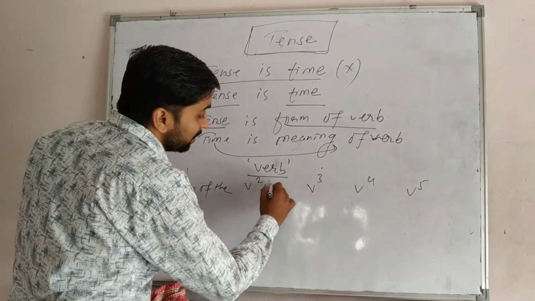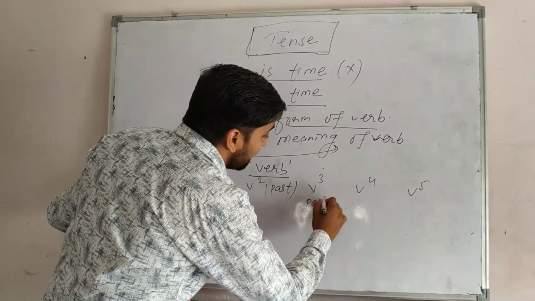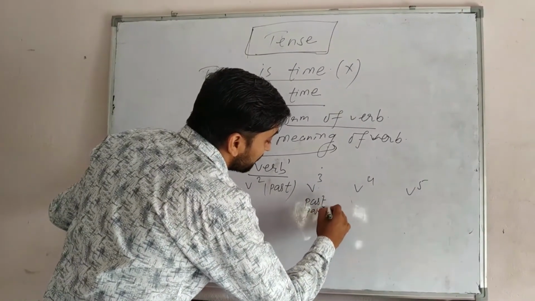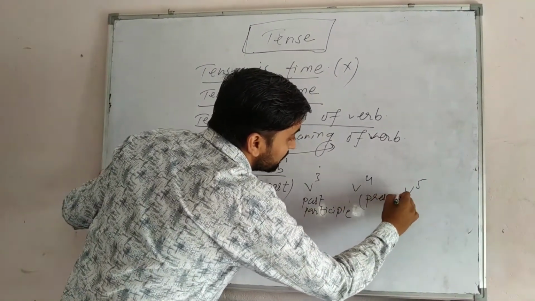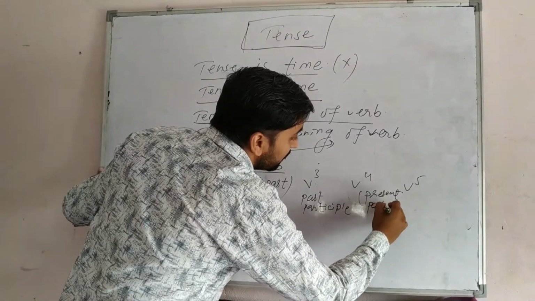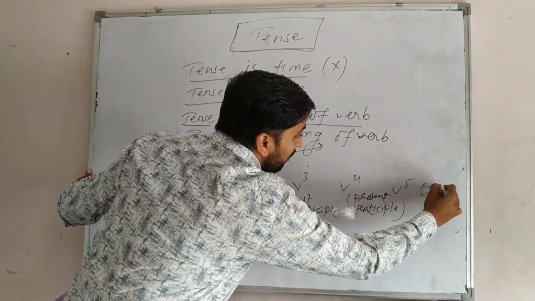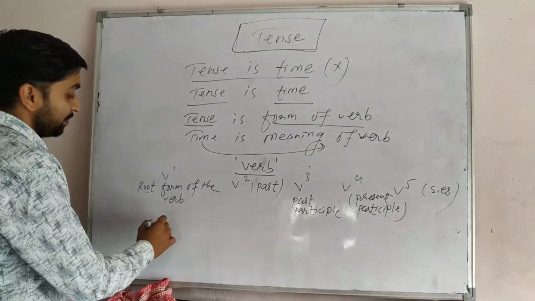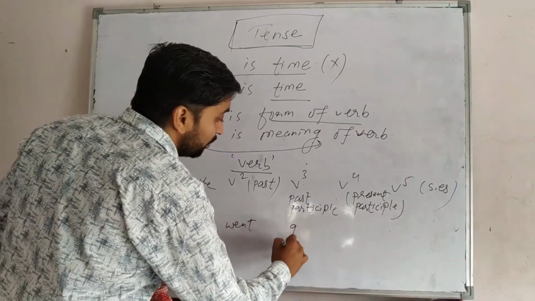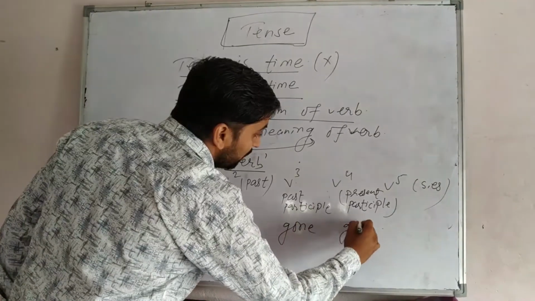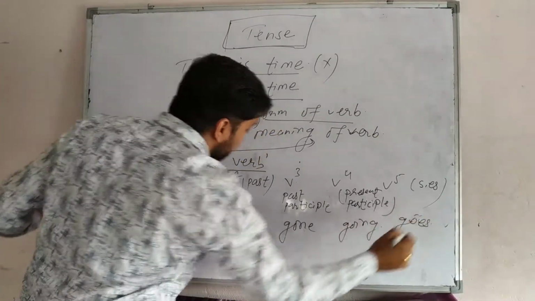And verb 2 is what? It is the past form of the verb. Verb 3 is the past participle. Verb 4 is the present participle. And verb 5 is the form with s or es. For example, go, went, gone, going, goes. These are the forms of verb.